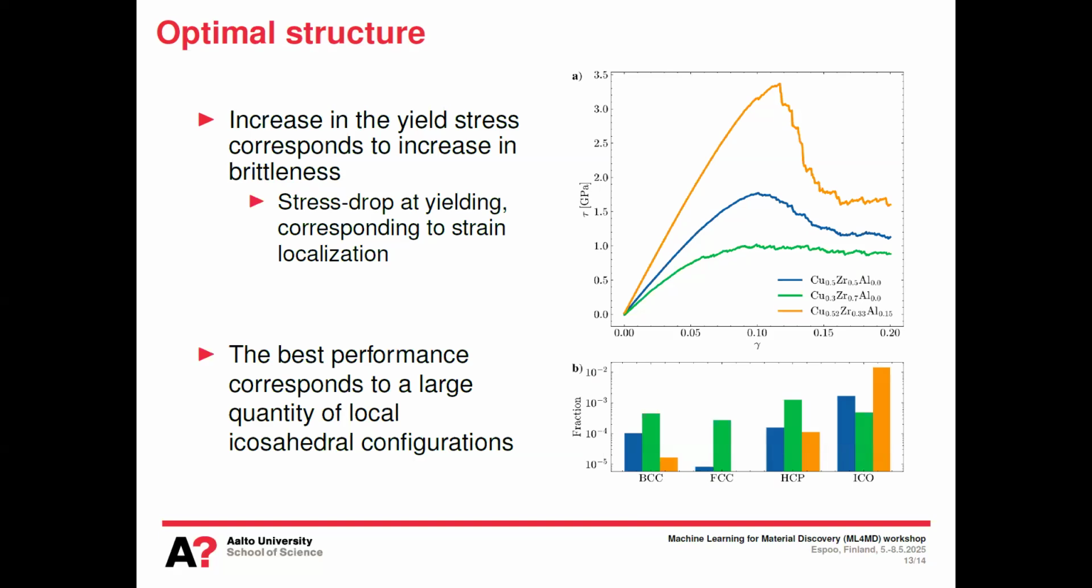And what we can then do is compare, for example, these three. You look at the local structures, so we have some very small fraction of local BCC, FCC, and HCP. But in this best glass, we have these icosahedral configurations locally. So this is what gives you these good mechanical properties.